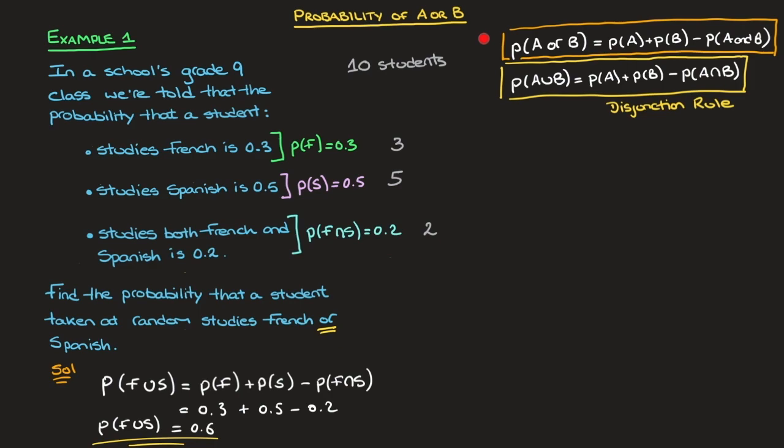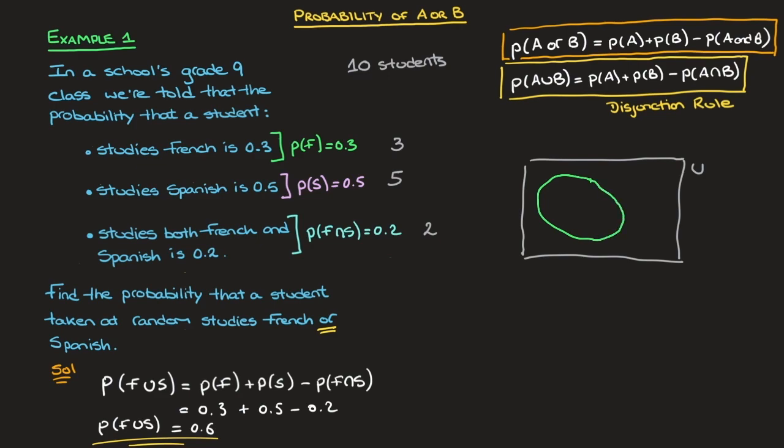Okay, now a nice way to see how or why this disjunction rule works is with a Venn diagram. And so I'm going to make one for this class of 10 students. So if I do that here, I'll start by drawing a rectangle, like so. That's my universal set, which I call capital U. And inside this universal set, I'm going to draw the set which I'll call capital F, like so, inside of which all the students who study French will lie. And I'll also add a set capital S for the students who study Spanish. So that would look something like this.